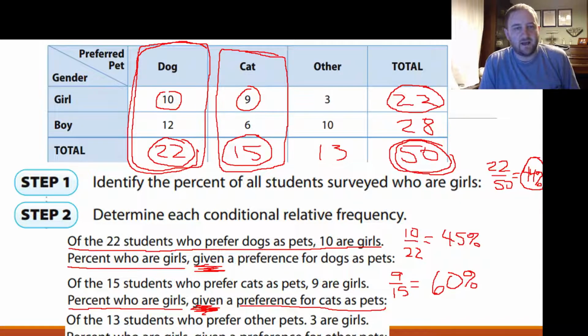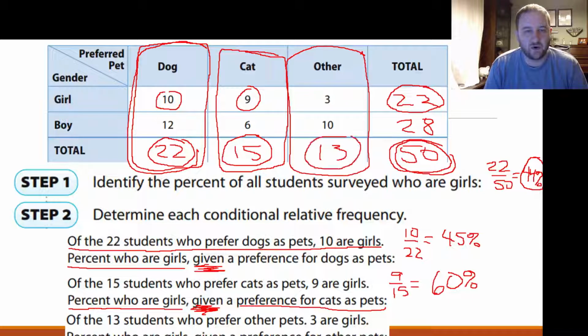And then last, let's look at the other category. So we want the percent of those who are girls given, again, there's that word given, a preference for other pets. Here's the other pets category. We want the percent of them who are girls. So that's 3 out of 13. 3 out of 13 gives us a percent of 23%.